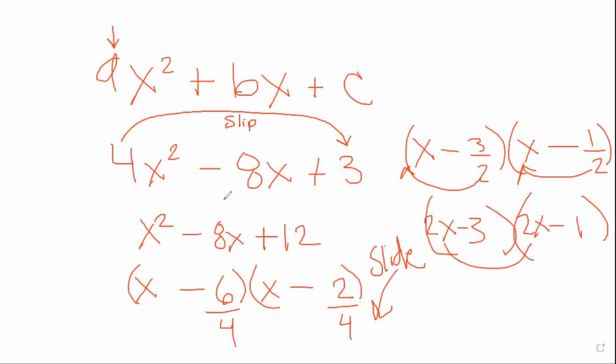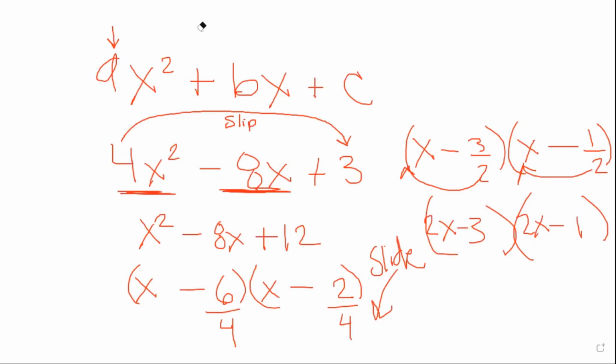My first term is 4x squared, which is what I needed. My outer is minus 2x. My inner is minus 6x. Both of those add up to minus 8x. My last term is positive 3. So these would be my 2 factors. This would be my answer here.